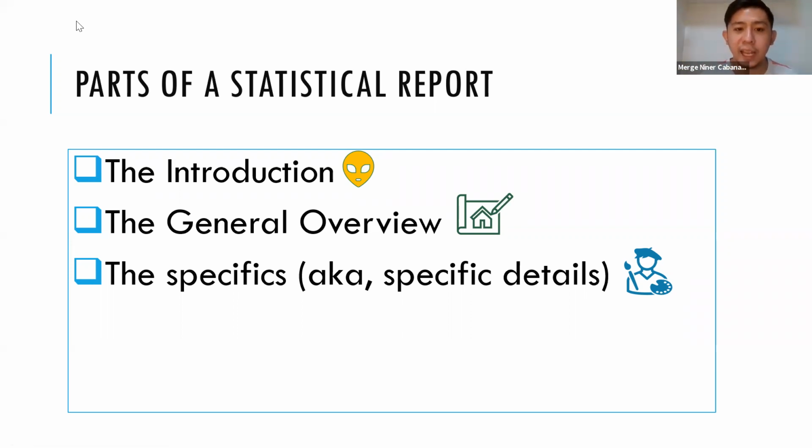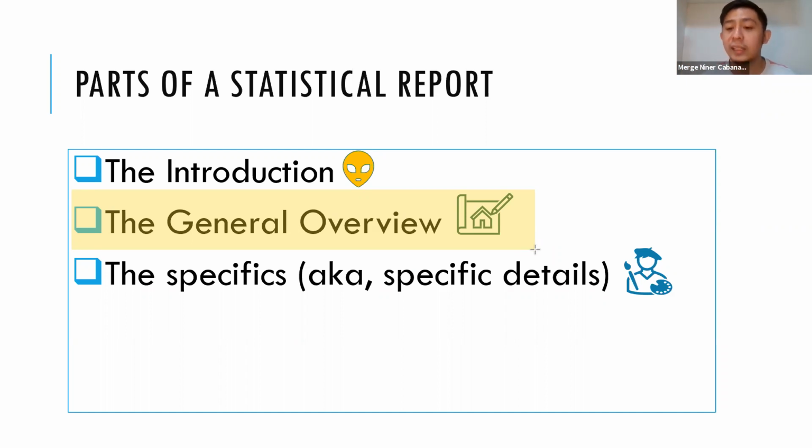Again, let me highlight on that. Well, conclusion has been changed into something that we now call the general overview. That is a part of your statistical report that takes the role of the conclusion. So meaning your task looks something like this: your introduction, and then the conclusion, and then that's where you're going to attack the specific details.